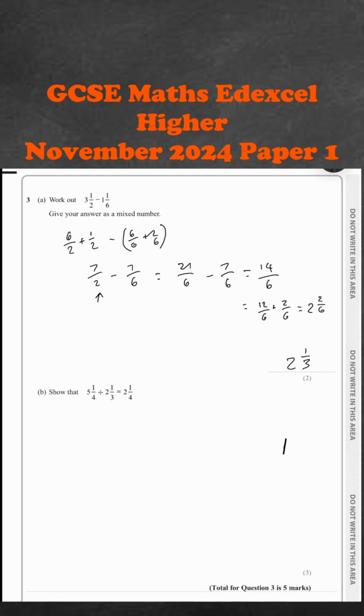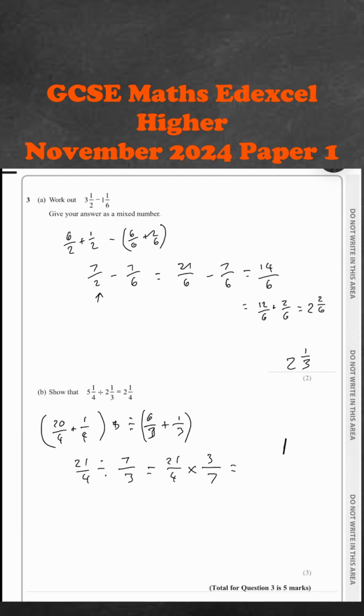Part B, show that 5 1/4 divided by 2 1/3 equals 2 1/4. So similarly, 5 1/4 is going to be 20 quarters plus a quarter, and 2 1/3 is going to be 6 thirds plus a third. So we're going to have 21 quarters divided by 7 thirds. When you divide by a fraction, you can multiply by the reciprocal. So we're going to do 21/4 multiplied by 3/7. Multiplying the top, we get 63.